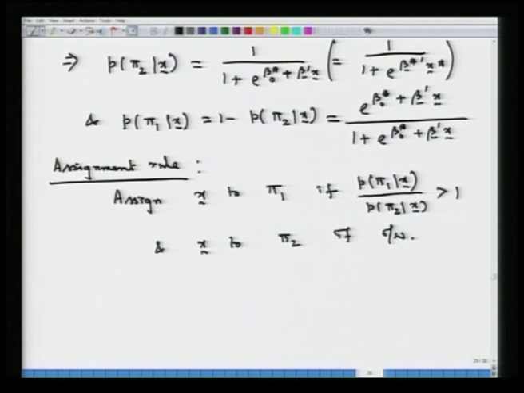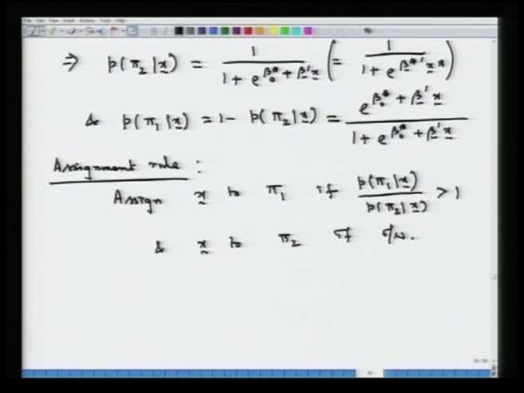Now, it should be noted at this point that when we implement this assignment rule in practice, this P pi 1 given x or P pi 2 given x depends on the parameters beta naught star and the parameters present in this beta vector, which are beta 1, beta 2, up to beta p. From the given data, from the learning sample, one has to come up with estimates of these quantities, and based on the estimated quantities we will actually implement this classification rule. Now, let us try to extend this approach.